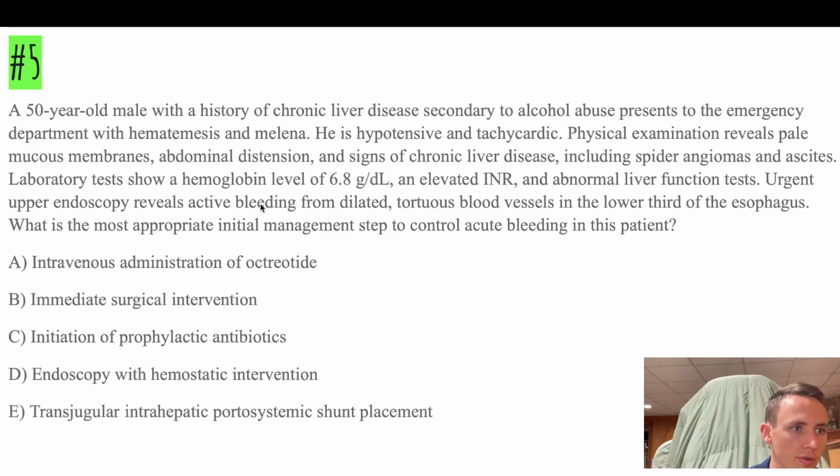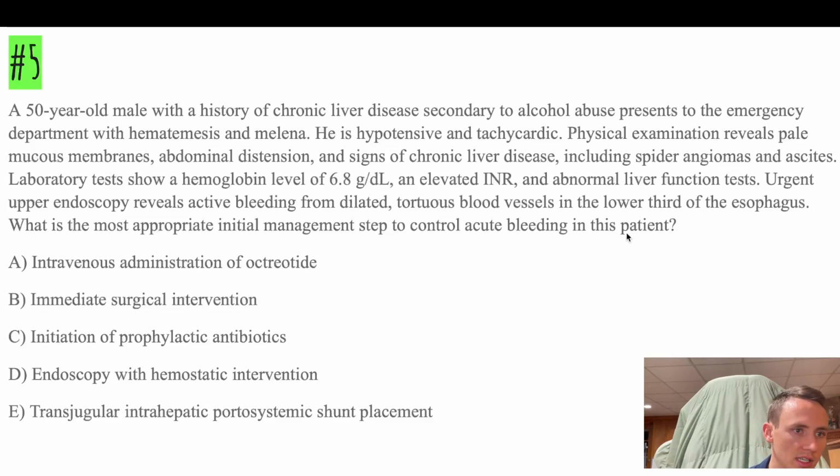A 50-year-old male with a history of chronic liver disease secondary to alcohol abuse presents to the emergency department with hematemesis and melena. He is hypotensive and tachycardic. Physical exam reveals pale mucous membranes, abdominal distension, and signs of chronic liver disease, including spider angiomas and ascites. Laboratory tests show hemoglobin level of 6.8 and elevated INR and abnormal liver function. Urgent upper endoscopy reveals active bleeding from dilated tortuous blood vessels in the lower third of the esophagus. What is the most appropriate initial management step to control acute bleeding in this patient?